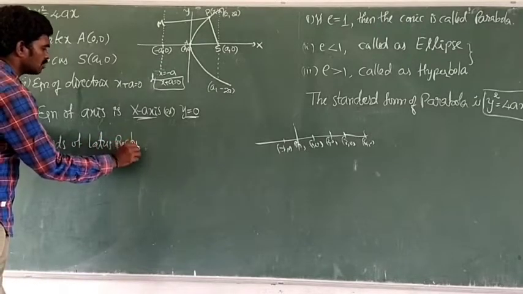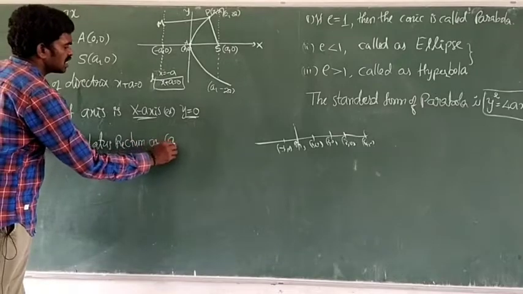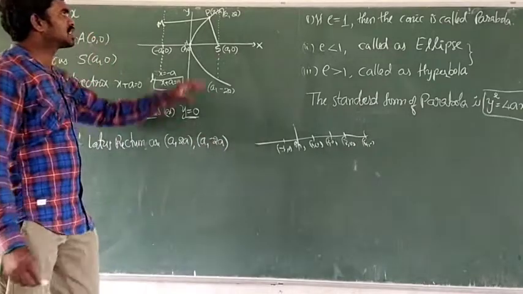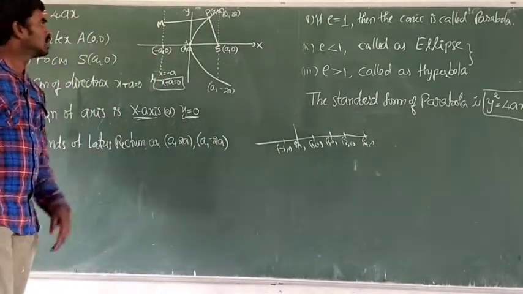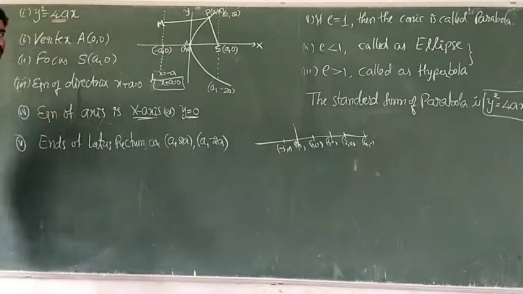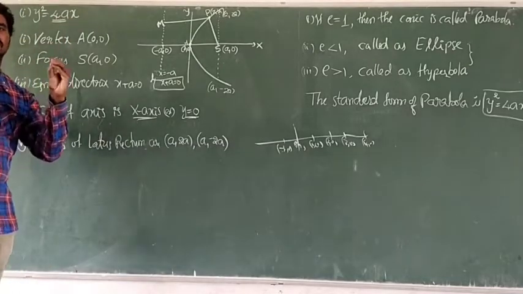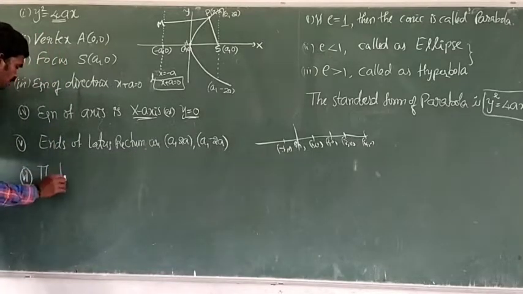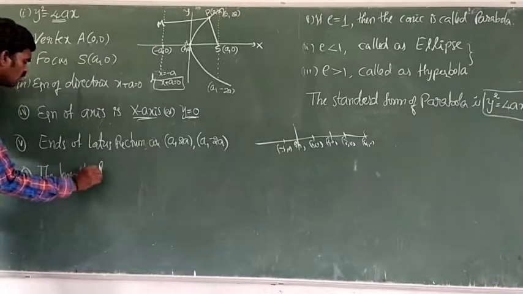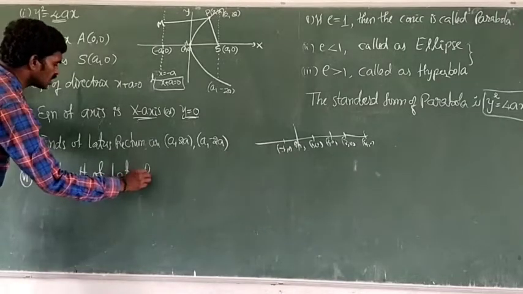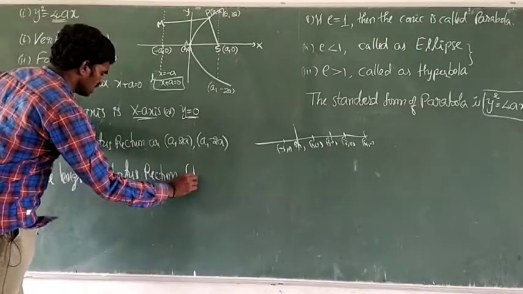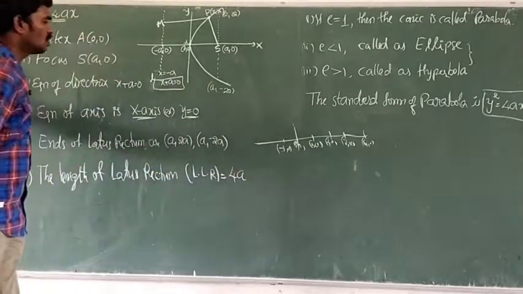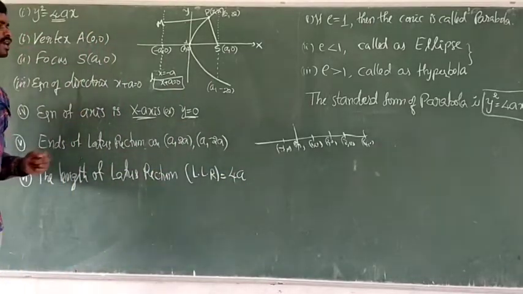Lattice rectum: one end is (a, 2a) and the second is (a, -2a). The distance between these two becomes 4a, as we can also see in the question. This 4a is called the length of lattice rectum. This is a very important point. The length of lattice rectum, simply written LLR, is 4a. So these are very useful, important points.